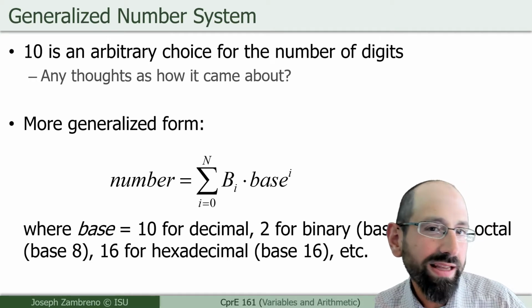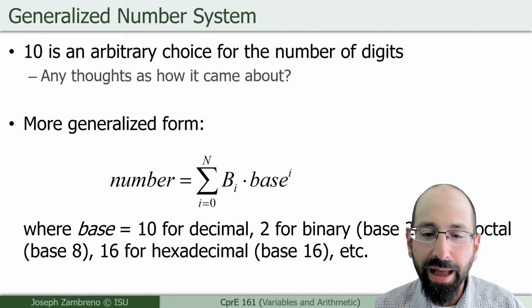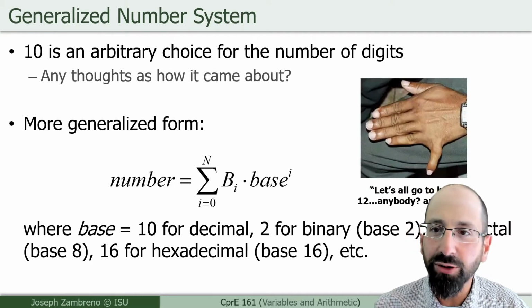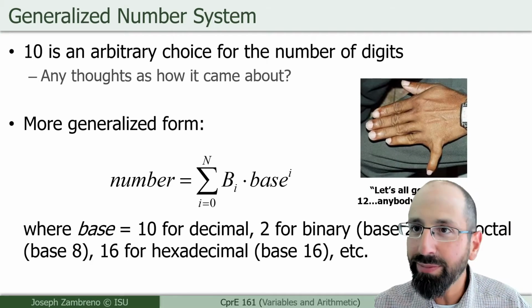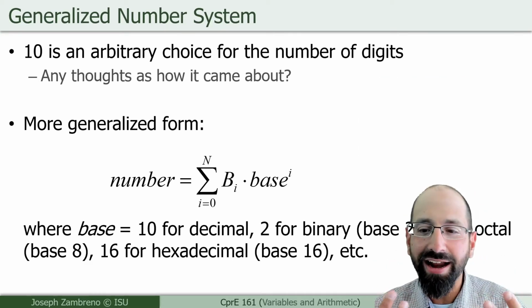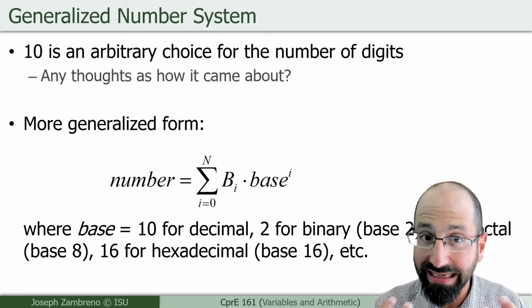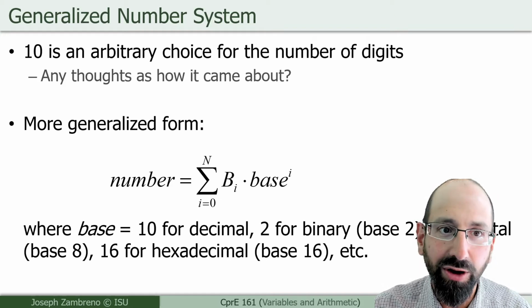Any thoughts about why it's base 10 by default that we all use versus base 9 or base 11? Kind of gruesome picture, someone saying, well, let's all go to base 12. Anybody? Anybody? Yeah, we have 5 fingers on our hands, and 10 fingers total. When we were counting, it makes sense to count in terms of multiples of 10.